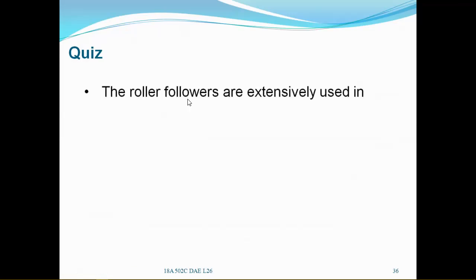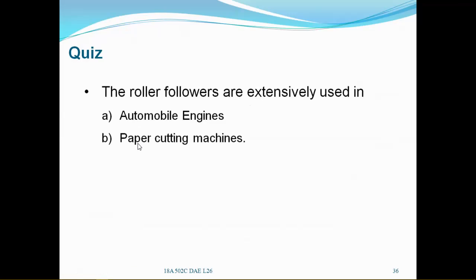Now let us have the quiz in this lesson on cams. The roller followers are extensively used in automobile engines, paper cutting machines, aircraft engines, or none of the above. Which is the right answer? Once again, let us see. Here you can see C should be the right answer. The roller followers are extensively used in aircraft engines.